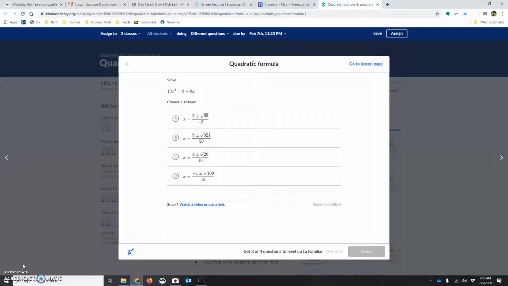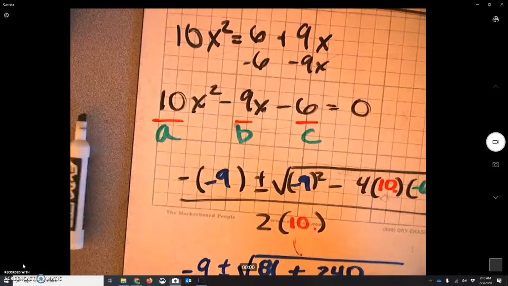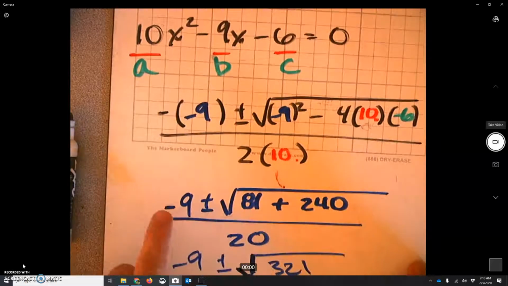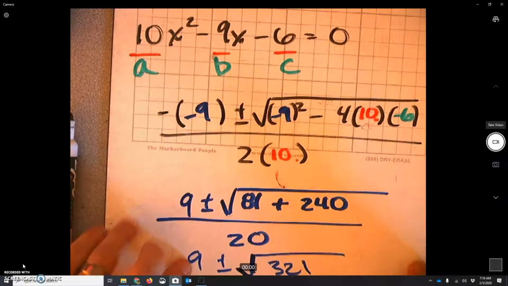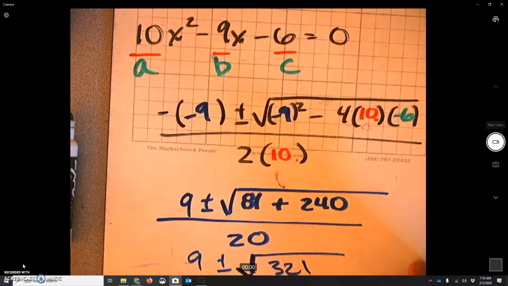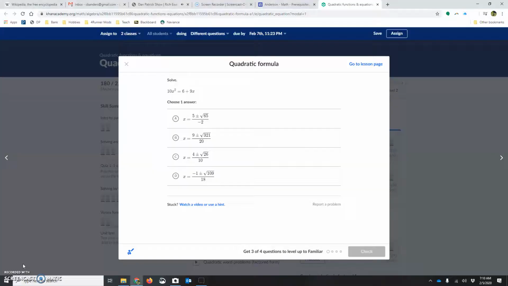Oh, I made a mistake. This 9 should turn positive. I think I talked about that, I just wrote down negative. So it looks like it's B.